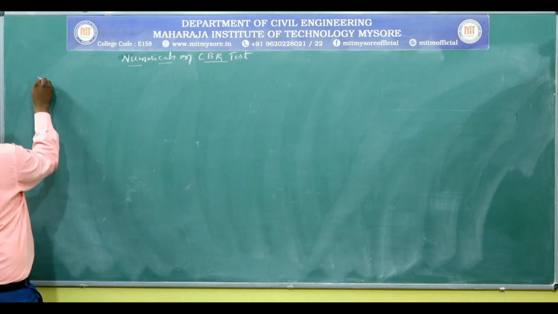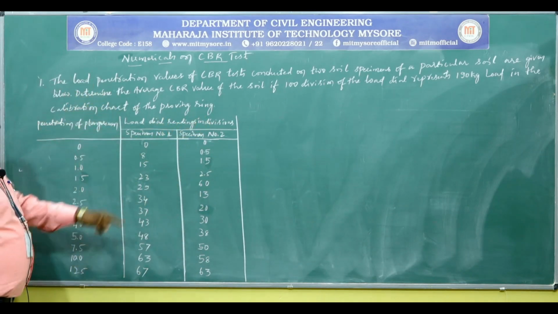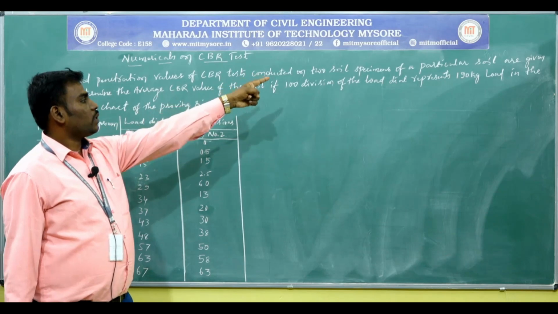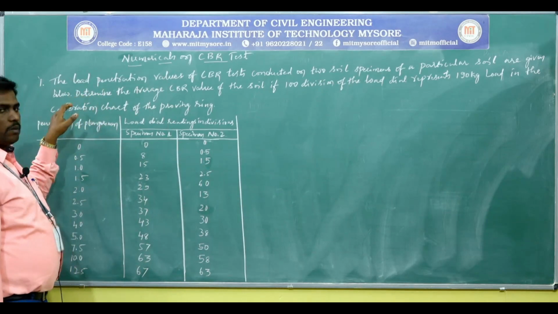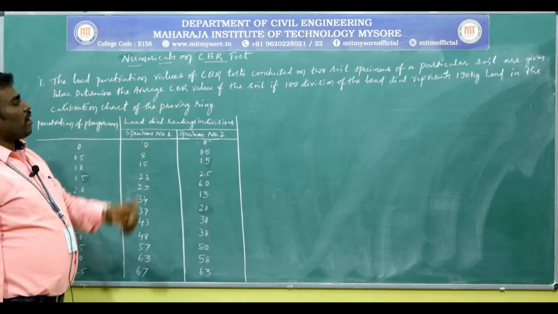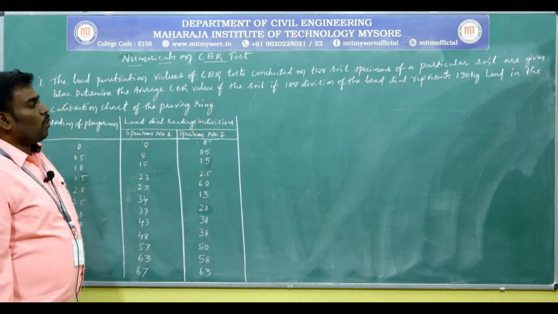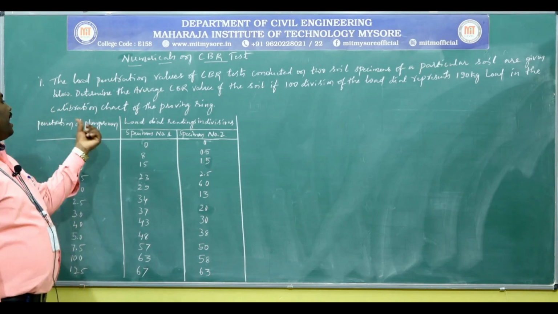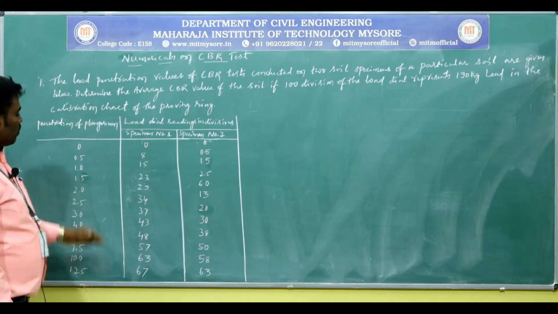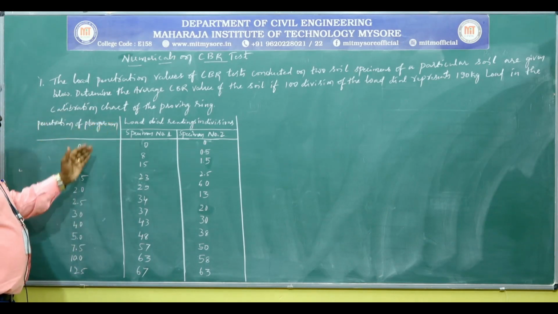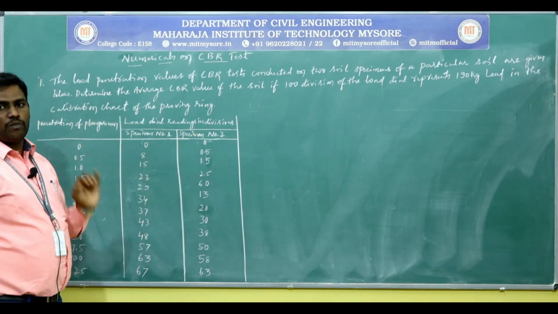The first problem: the load penetration values of CBR tests conducted on two soil specimens of a particular soil are given below. Determine the average CBR value of the soil if 100 divisions of the load dial represent 190 kg load in the calibration chart of the proving ring. See here, penetration of plunger in mm and load dial readings in divisions, for specimen number 1 and specimen number 2.